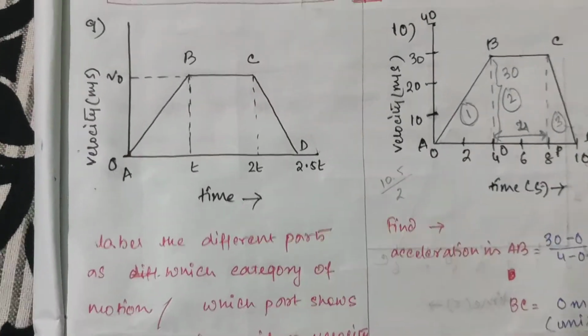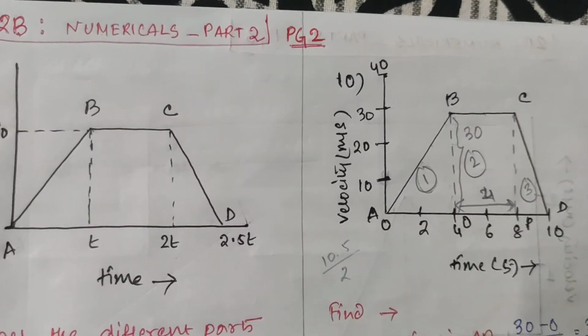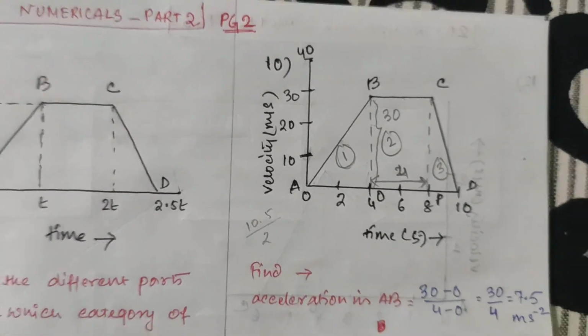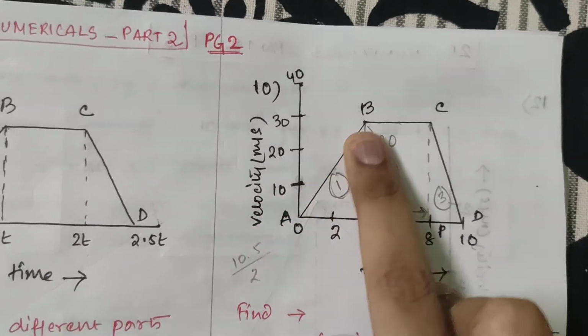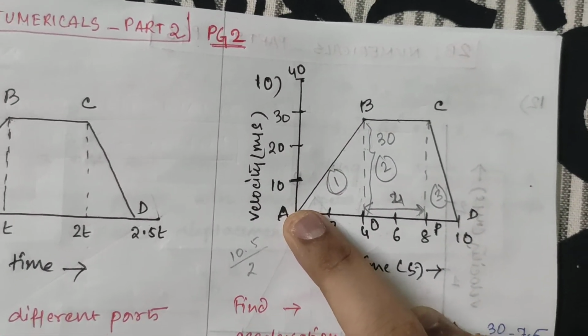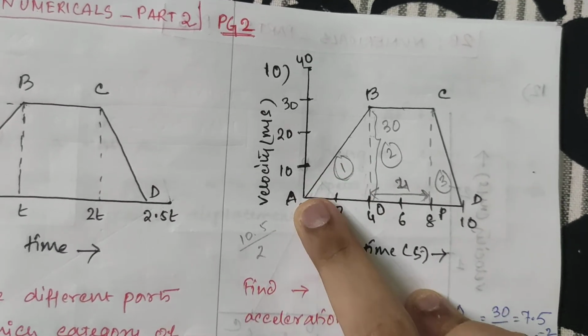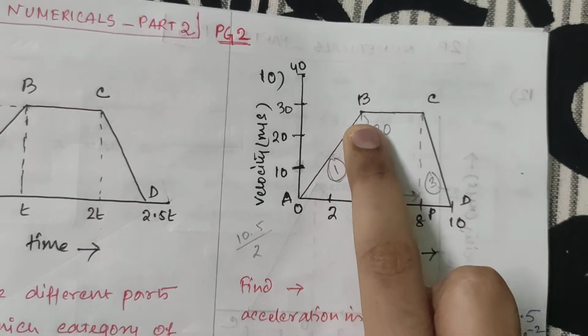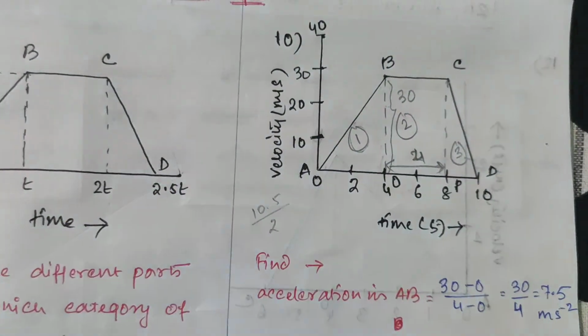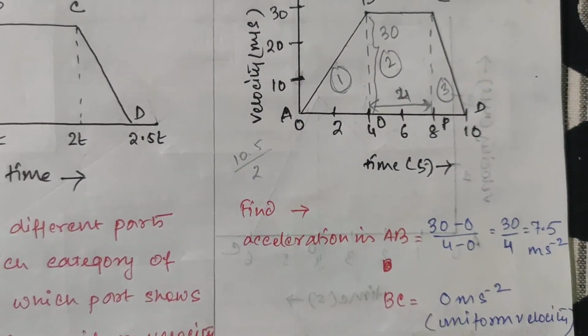Now see number 10. Again the same type of graph. AB represents non-uniform velocity, that means velocity is changing but uniformly, so uniform acceleration. BC is uniform velocity, and CD is uniform retardation. Now you have to find the acceleration in AB.